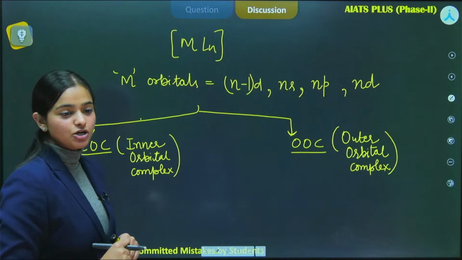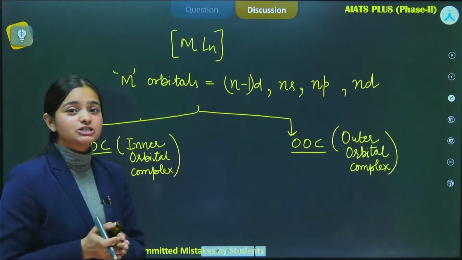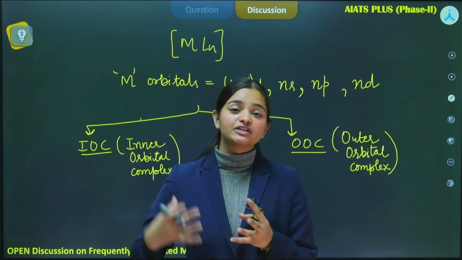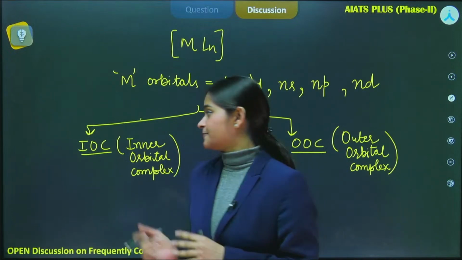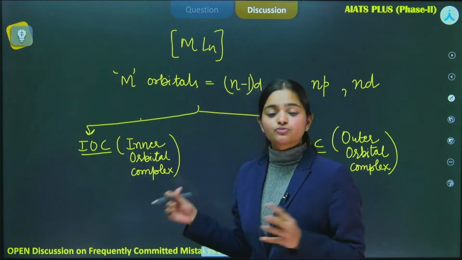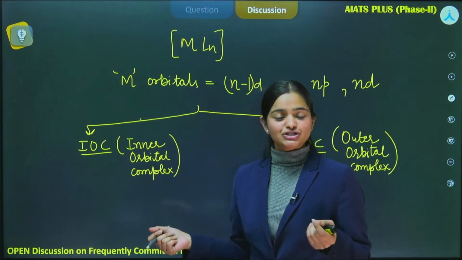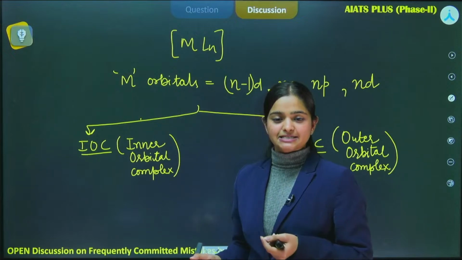Now what does inner orbital complex signify? It signifies that the orbitals of metal which are used or which have been overlapped with the orbitals of the ligand are basically the inner d orbitals of the metal. Okay, and inner orbital complexes are also known as spin paired or spin free. Tell me in the comment section, inner orbital complexes are spin paired or spin free complexes.